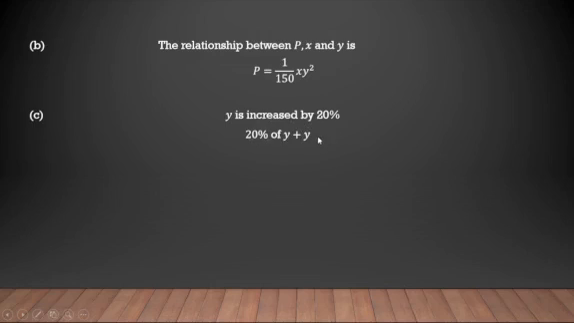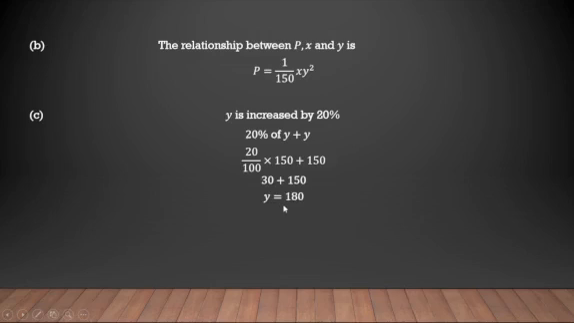So breaking that down, 20% of Y simply means 20 over 100 times 150, Y being 150, plus Y, which is 150. Simplifying further, we have 30 plus 150. 20% of 150 is 30. So we just add that to 150, and we have Y is equal to 180.